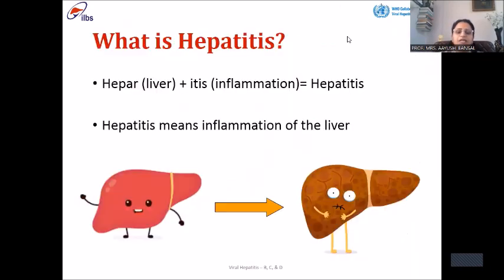Okay, so what is hepatitis? As in the PPT, you can see hepa plus itis. Hepa means liver, and itis, we all know, means inflammation. The inflammation in the liver is called hepatitis.